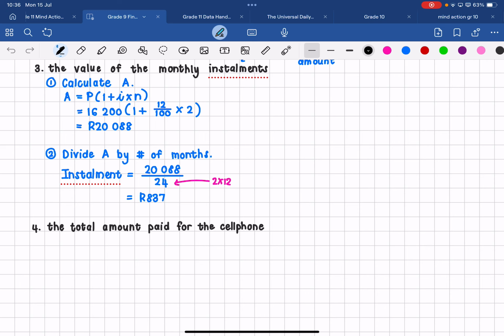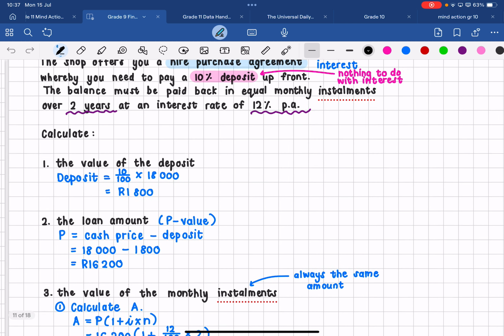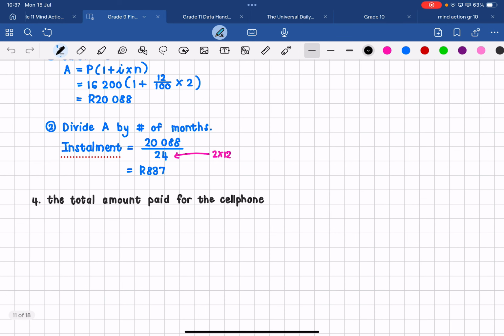All right, guys, quickly check. I'm not sure if you managed to copy down question 4, like the actual wording of the question. It said at the top, calculate, and for number 4, we are calculating the total amount paid for the cell phone. I'm just going to run through everything that we've already calculated again, because obviously we did this example ages ago. Last week, Thursday, I think, so you might have forgotten what's happening here.